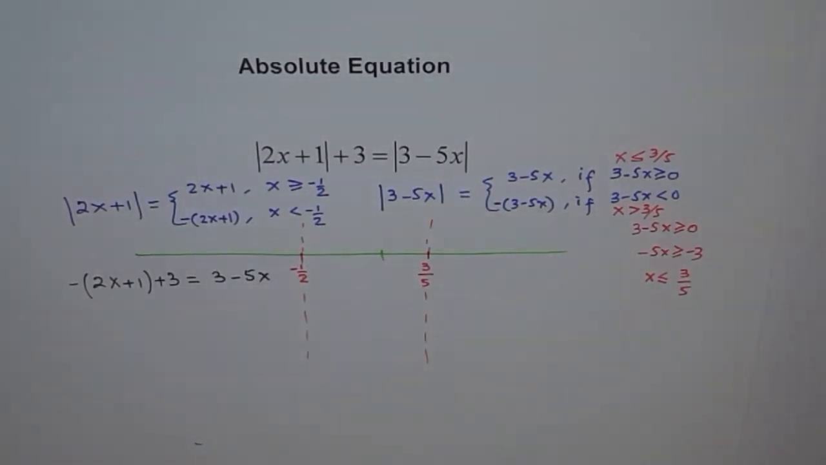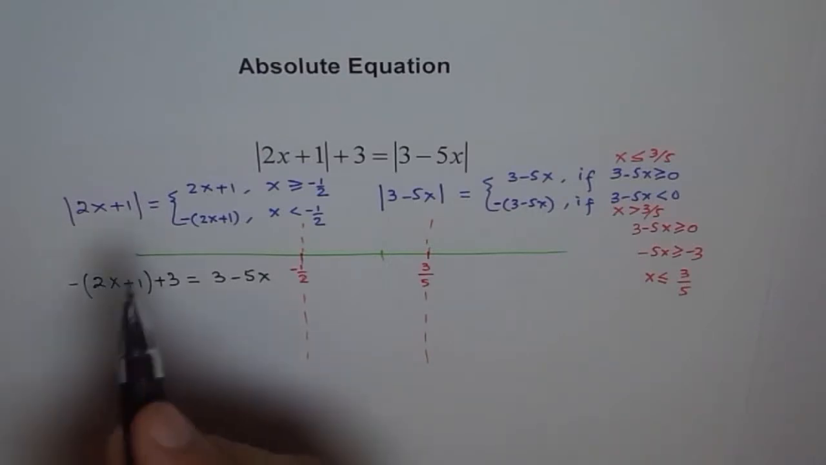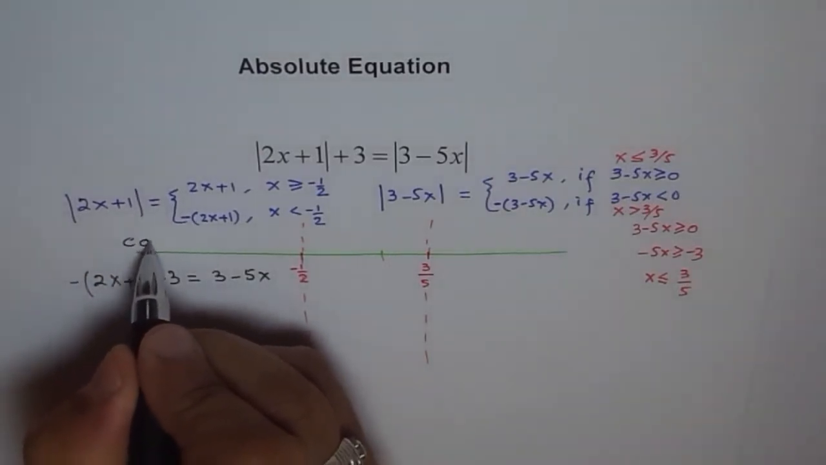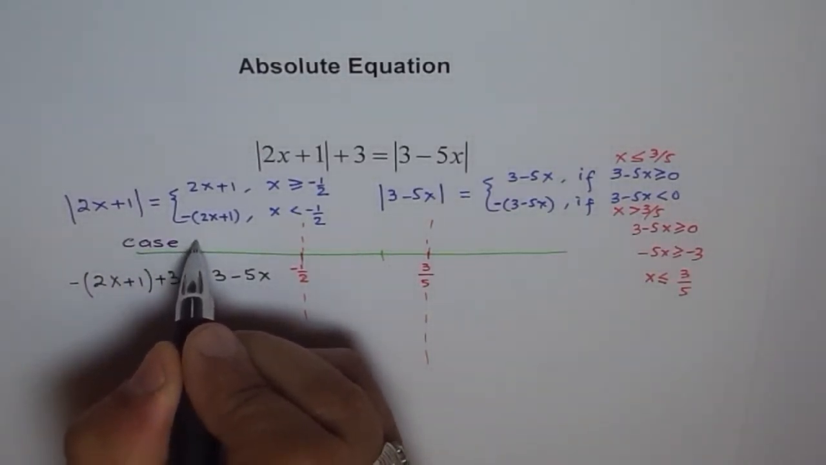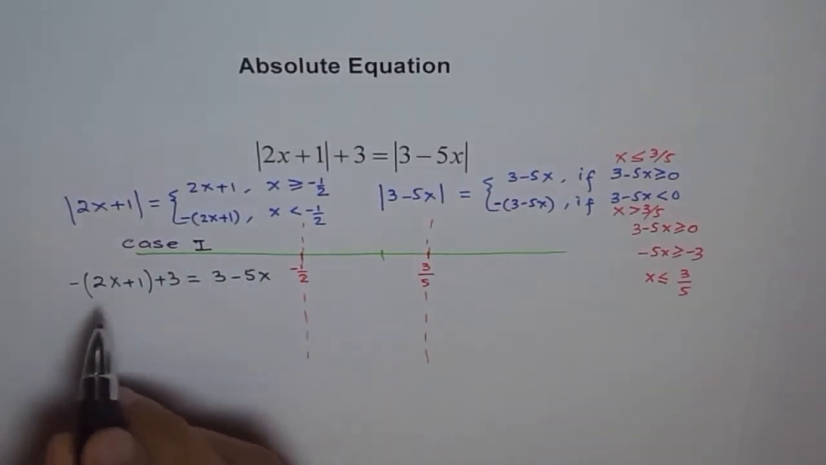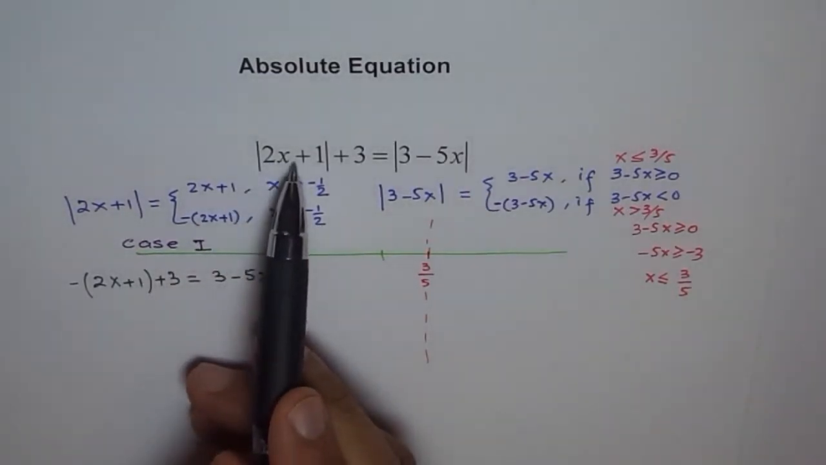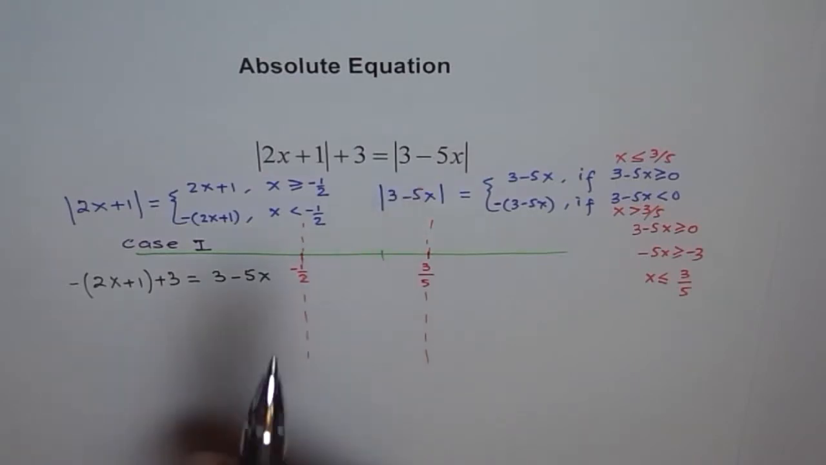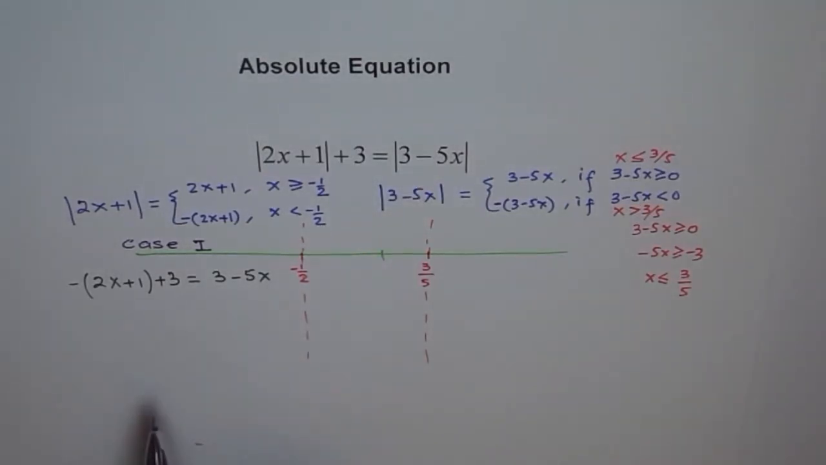So let's say this is our case 1, right? Let's write this as case 1. We have this as a positive value, but that one as a negative value. We have to solve this equation.